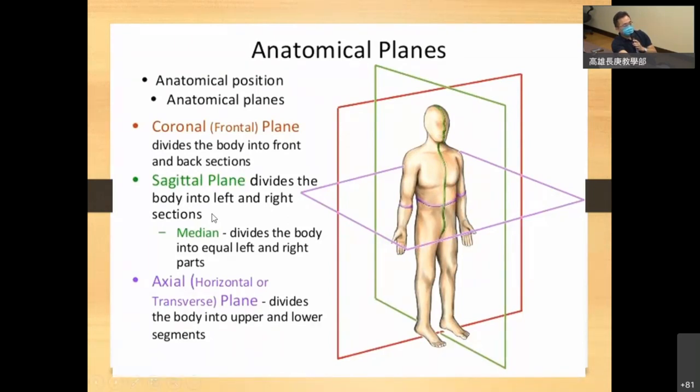Also we see the median plane. The median plane divides the body into equal left and right parts. The third is the axial plane. We also say horizontal or transverse plane. It divides the body into upper and lower segments. It's like in this picture, the blue section. So first, when we talk about a term, you should know which plane we are describing.